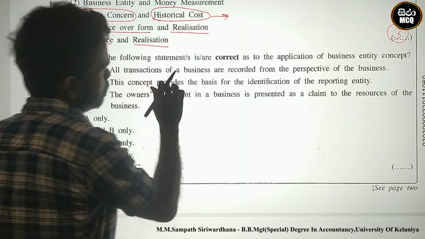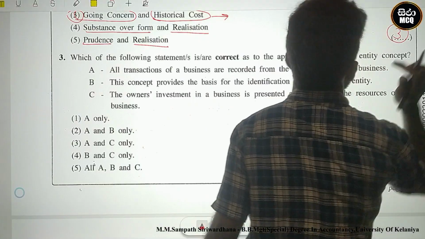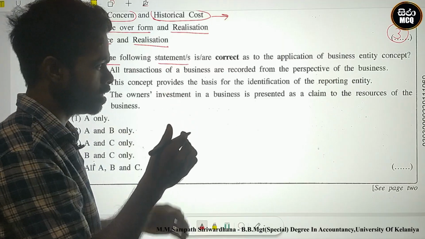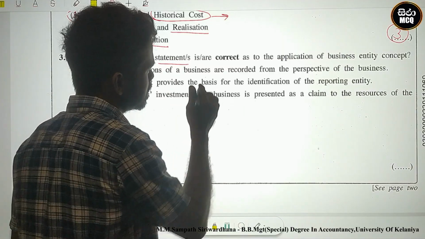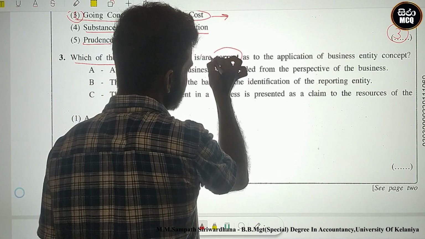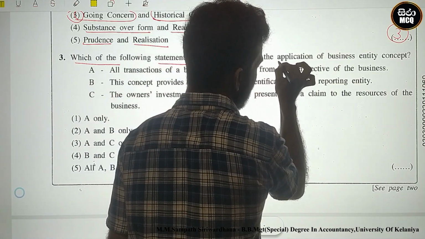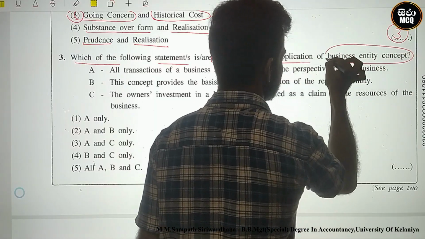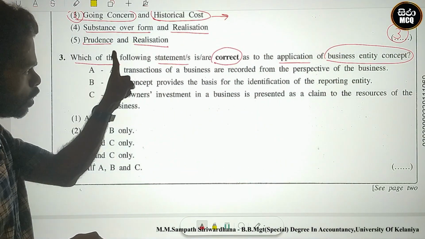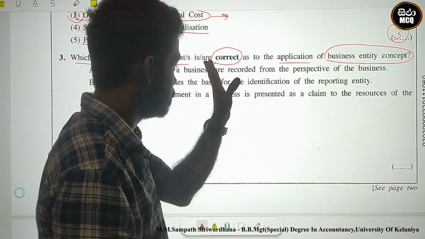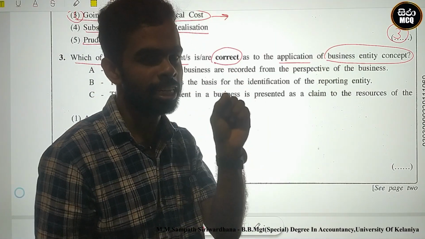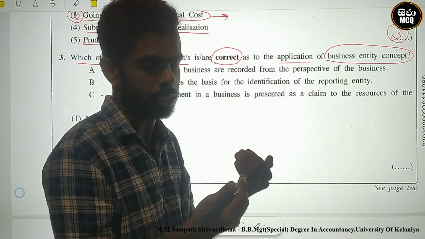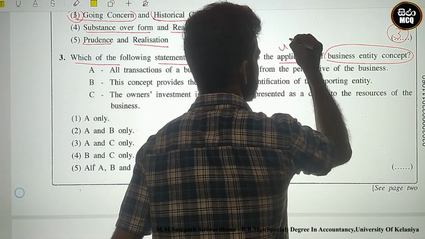Which of the following statements, there are 3 statements, are correct as to the application of the business entity concept. Look here, which of the following statements are correct? This is a correct one as to application. Application means using.